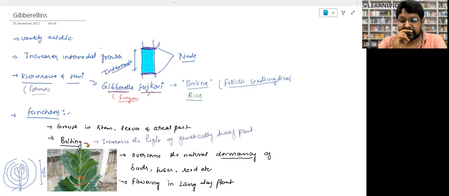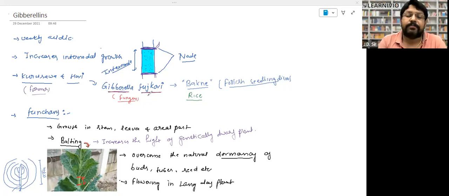Japanese farmer, Kurosawa and Hori discovered gibberellin in a fungus named Gibberella fujikuroi. Full stop.